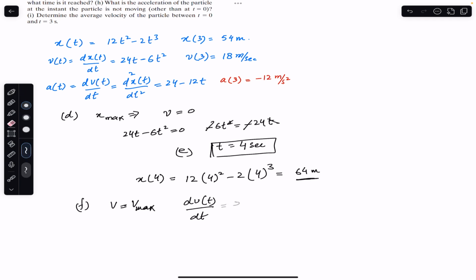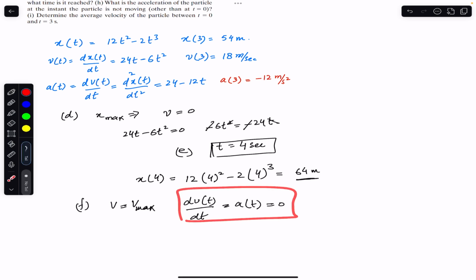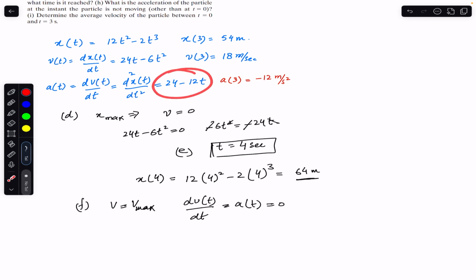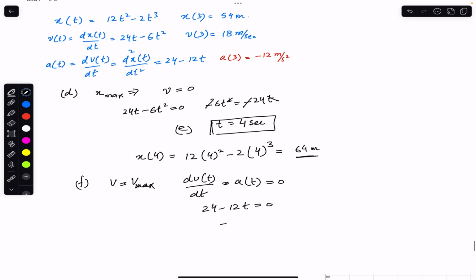So we can say that dv by dt, which is equal to acceleration as a function of time, must be equal to 0. If the slope is equal to 0, then the velocity will be maximum. So if we equate this acceleration function to 0, we will get the time. So 24 minus 12t is equal to 0, and from this, minus 12t is equal to minus 24, so t is equal to 2 seconds. So at t equals 2 seconds, the velocity will be maximum.